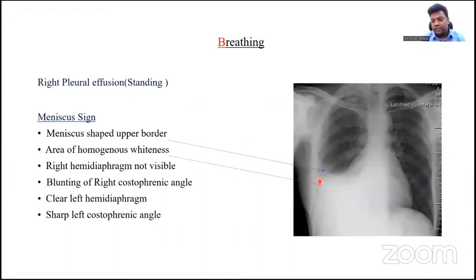This is an X-ray film showing right-sided pleural effusion. In this, there is a collection of fluid in the pleural cavity, and this X-ray was in a standing position. So the fluid will settle down with gravity, and there will be a sign which is known as meniscus sign. In this, you can see that there is a blunting of the right costophrenic angle, while the left costophrenic angle is normal. There is homogeneous opacity here, and the right hemidiaphragm is not visible, while the left hemidiaphragm is visible, and the costophrenic angles are also very clear. But on the right side, there is blunting here. So this is nothing but a meniscus sign.